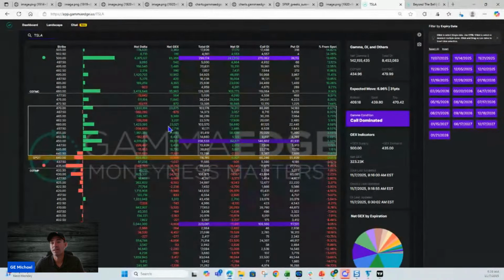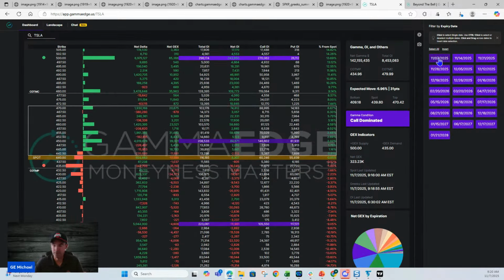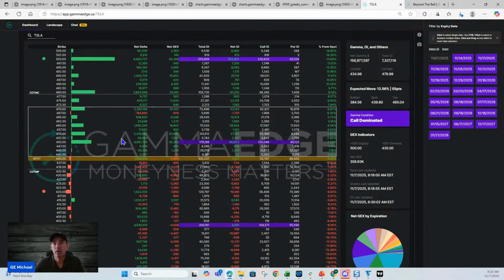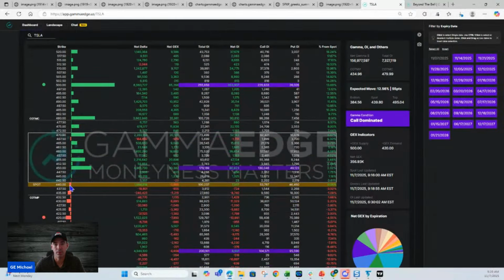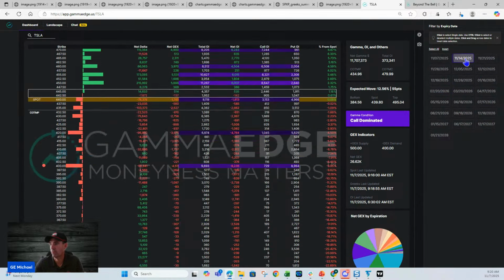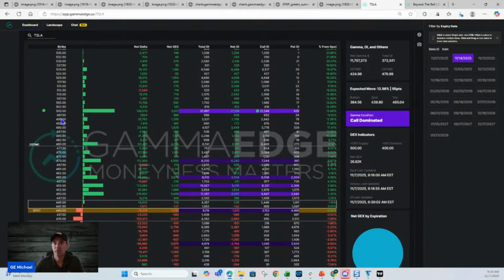All right, so Tesla 500 still continues to be the upside target. We are below transition on all expiries. Let's remove this expiry here. So 500 still continues to be the upside there on GEX. We are below transition though, obviously. Call dominated still for the whole structure. Let's isolate the 14th. Call dominated still below transition. Everything looks good though for upside.